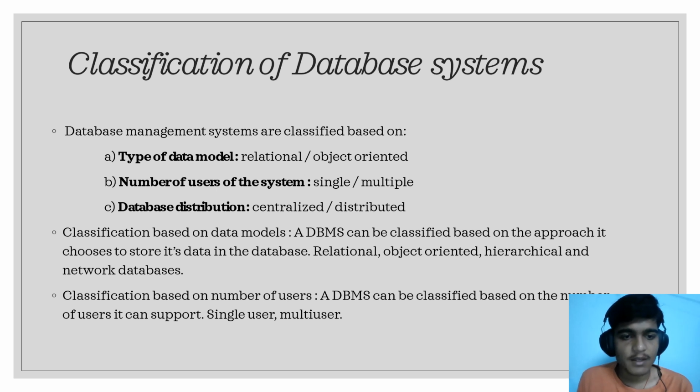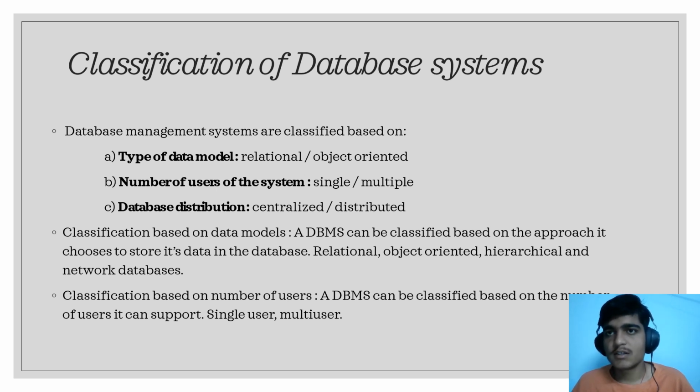So, firstly, classification based on data models. Now databases can be of two types. One is relational and the other is object oriented. So either we can store objects in the databases, or the databases can be relational, like linking one database to the other.